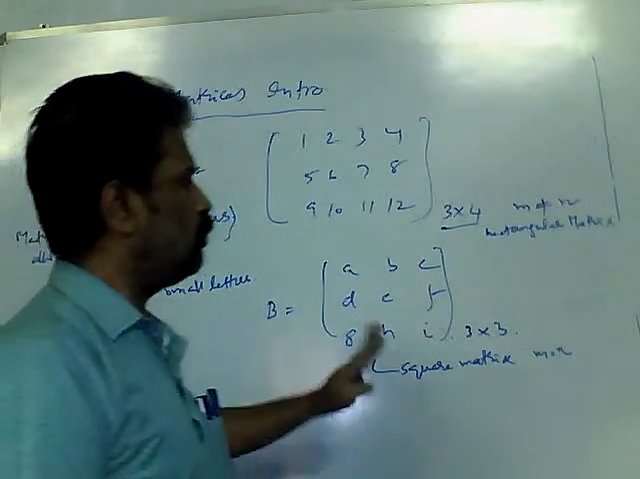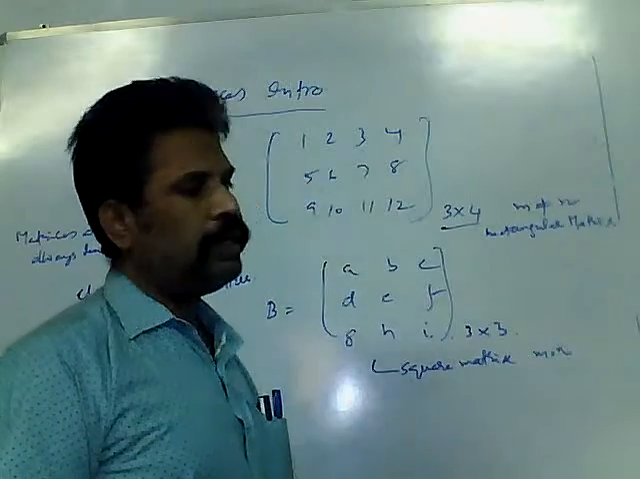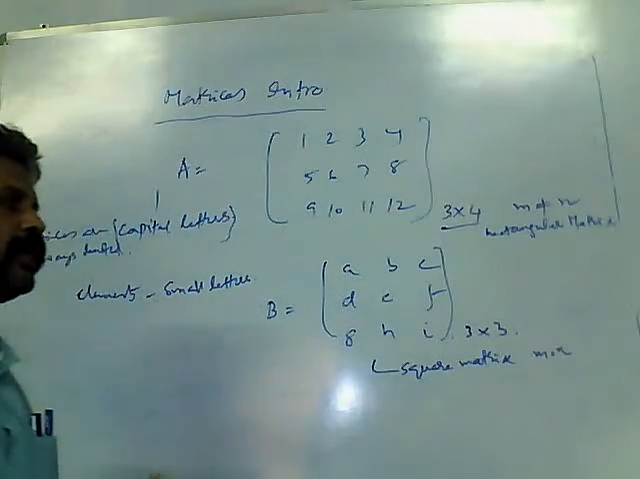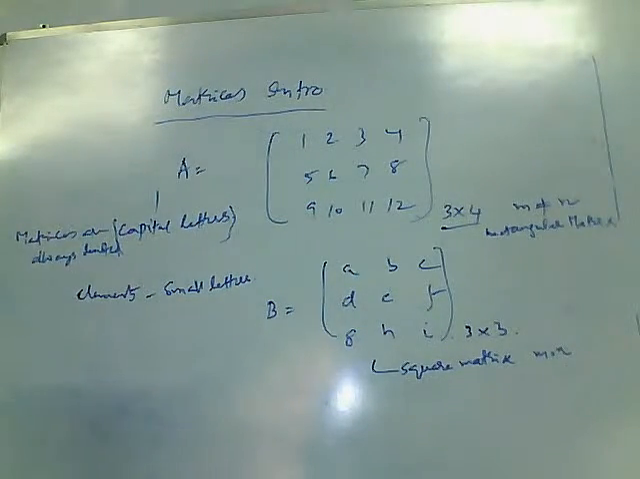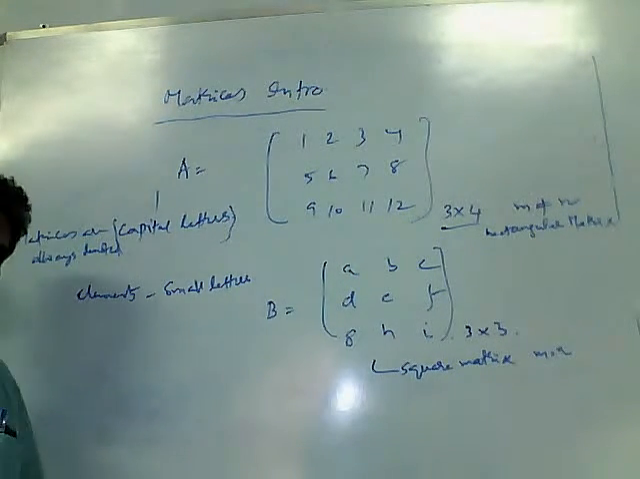So this is a square matrix, where the number of rows is equal to the number of columns, and this is a rectangular matrix, right? So a matrix can be of only one type, either square or rectangular, but not both. Are you clear?